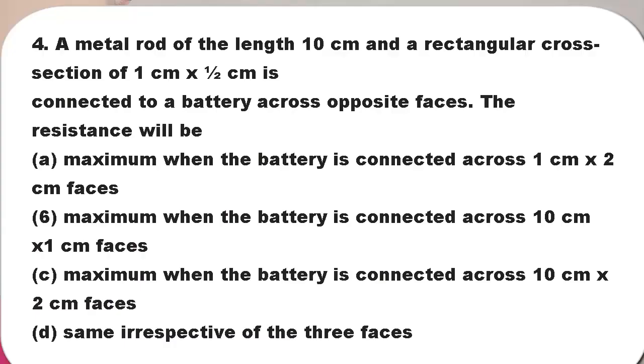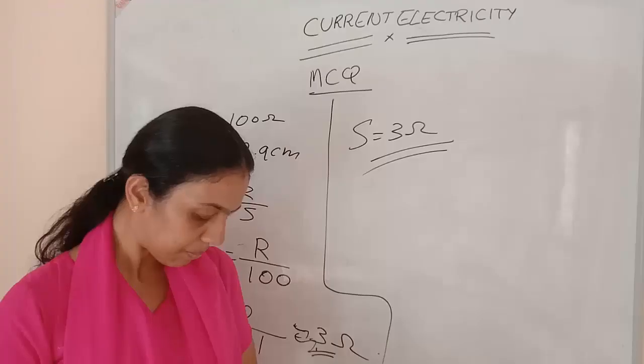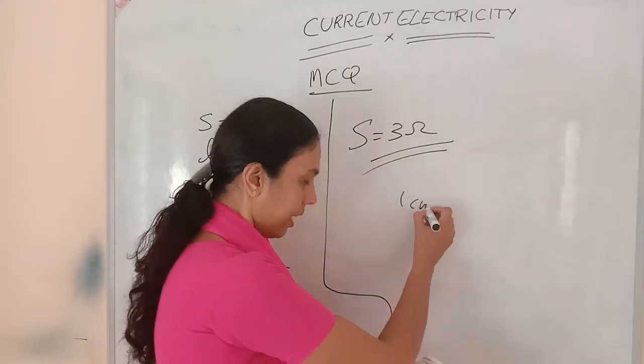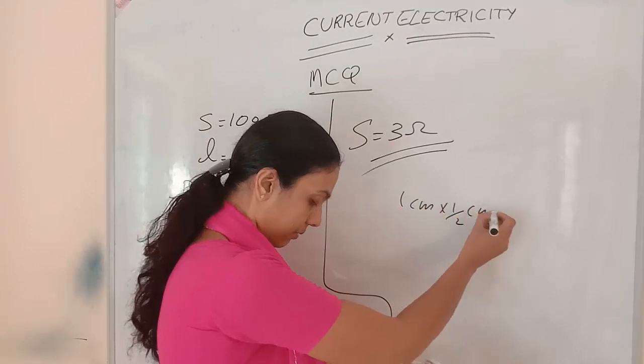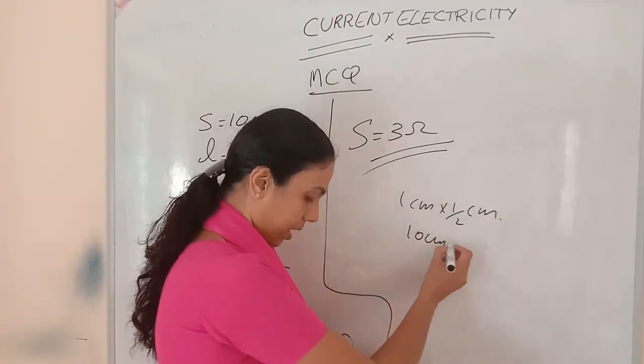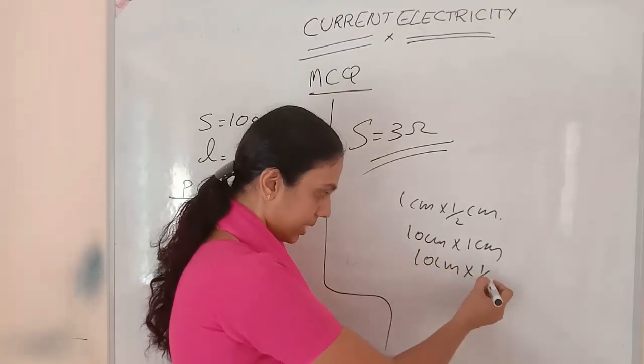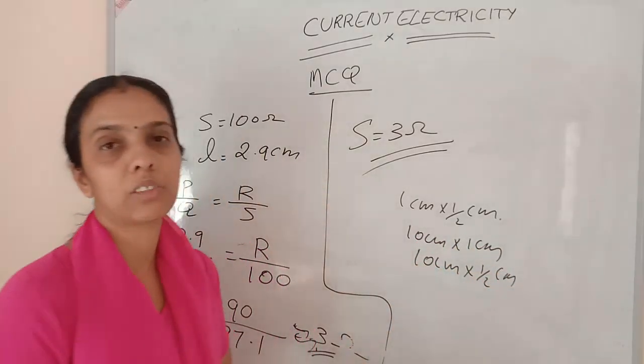Okay, the next one: a metal rod of length 10 centimeter and a rectangular cross section of 1 centimeter and half centimeter is connected to a battery across opposite faces. The resistance will be maximum when the battery is connected across the 1 centimeter by half centimeter face, or the 10 centimeter by 1 centimeter face, or the 10 centimeter by half centimeter face, or the same irrespective of the three faces.